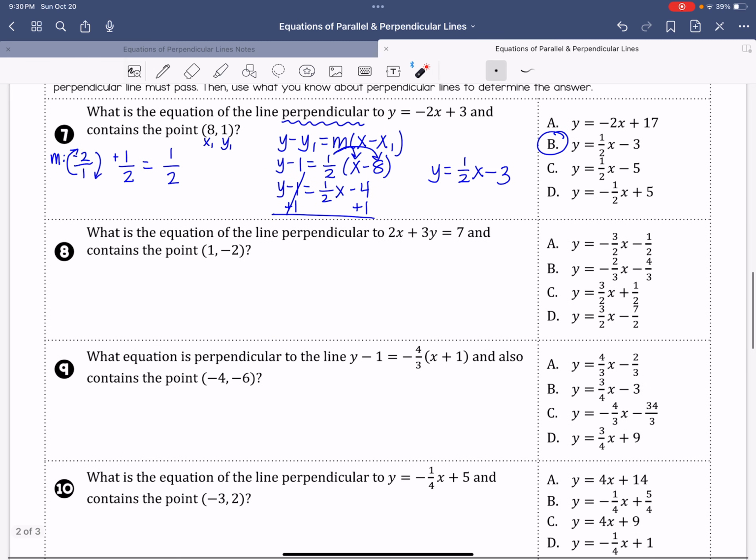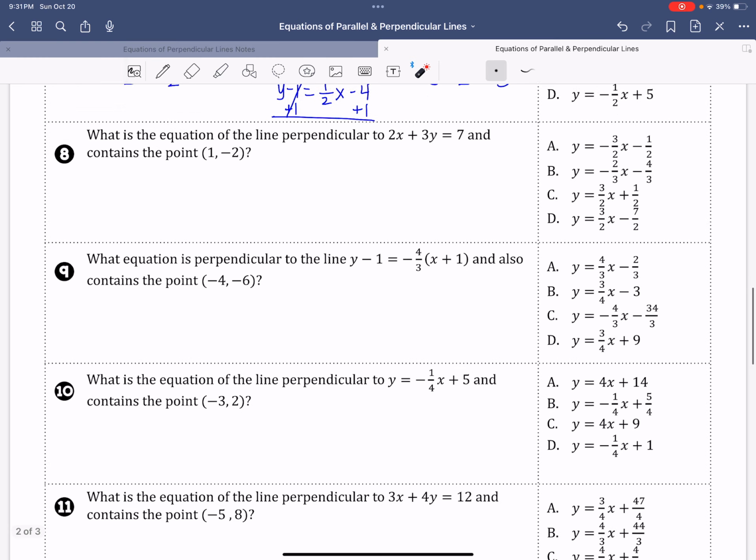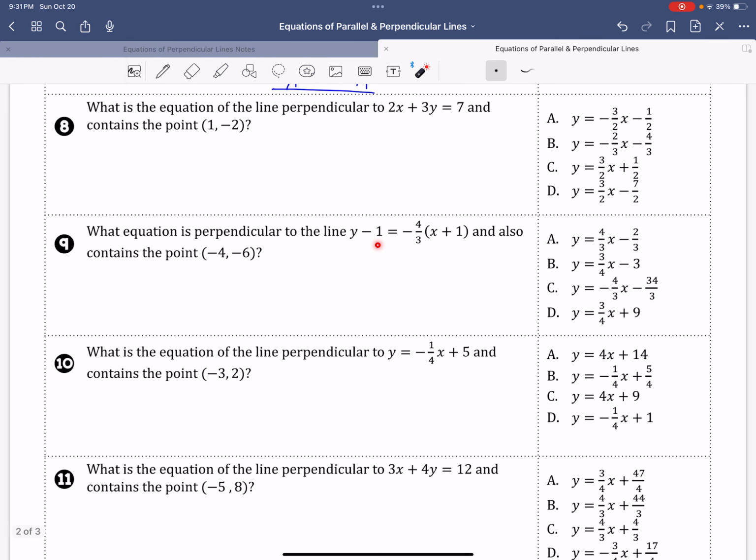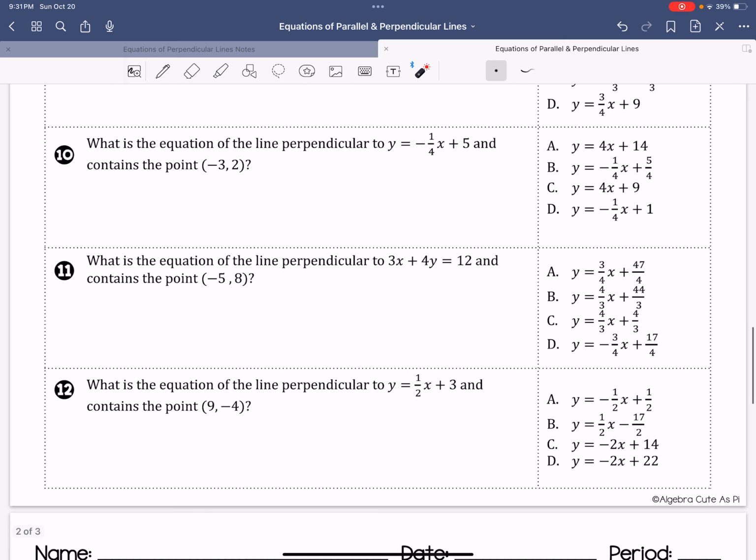So again, on the rest of your problems, remember number 8, you're going to have to convert into slope-intercept. So remember that means you're moving x, dividing by the number in front of y. Number 9 is in point-slope form. So remember, distribute, and then once you have distributed, move over the constant to isolate y, and then remember to find your opposite reciprocal to find the equation of your line perpendicular to that. Number 10 is already in slope-intercept. Number 11, again, is in standard, so remember to solve for y.